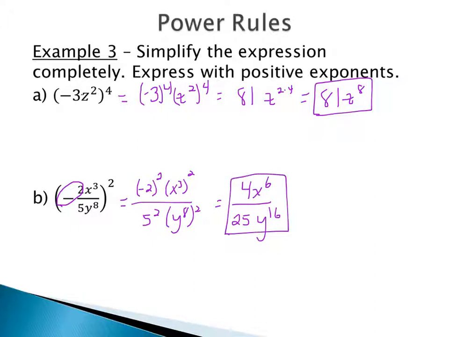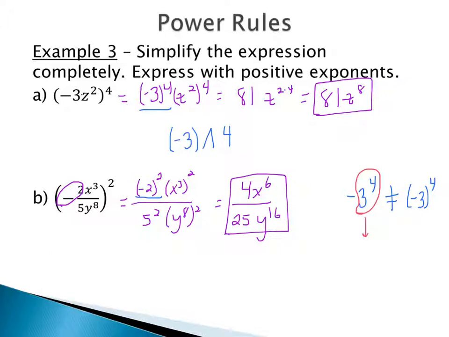A few comments about using your calculator, since it came up in both of these problems with the negative 3 to the fourth and the negative 2 squared. When you're typing this into your calculator, do make sure that you're using parentheses. So if you wanted to do negative 3 to the fourth, you would put in parentheses negative 3 raised to the fourth power, because what your calculator is doing is your order of operations. And negative 3 to the fourth is not the same as negative 3 in parentheses to the fourth.